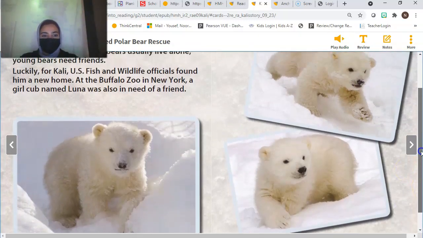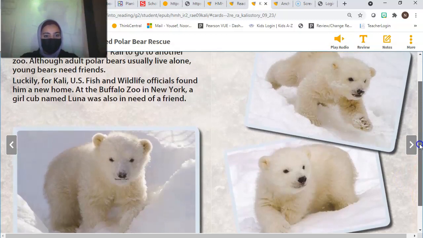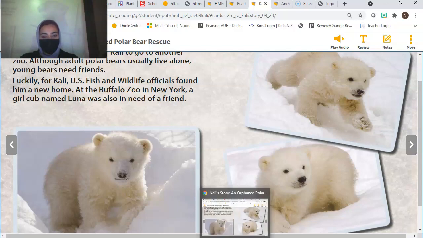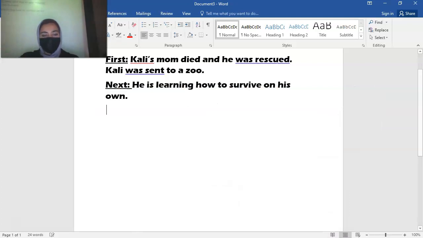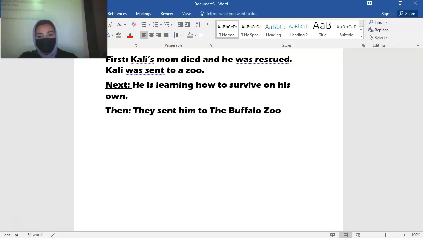So now they sent him where? To another zoo to have a new friend named Luna, right? So they sent him to the Buffalo Zoo in New York to be with his new friend Luna.